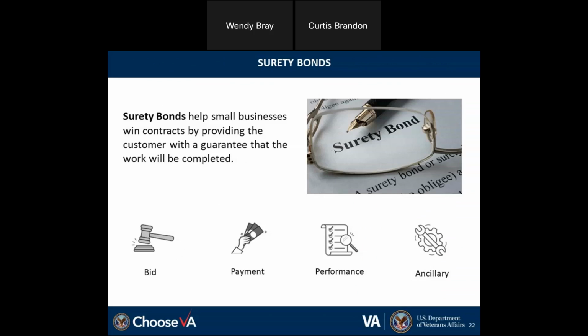Now, a surety bond is a document that's signed by the contractor and the surety company that assures the project owner that the contract will be completed. A surety bond is required by any federal construction contract valued at $150,000 or more when bidding or as a condition of a contract award. The Small Business Administration has a lot of information regarding surety bonds and how they can assist your business with them if needed. So if you're interested in that, I recommend that you visit the Small Business Administration website.